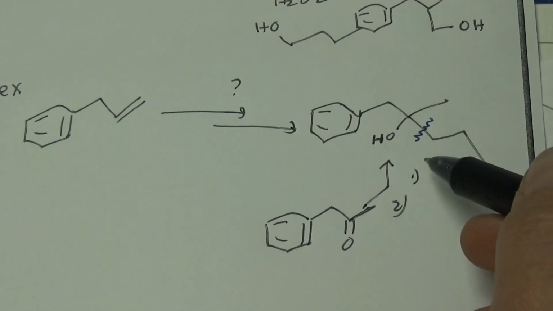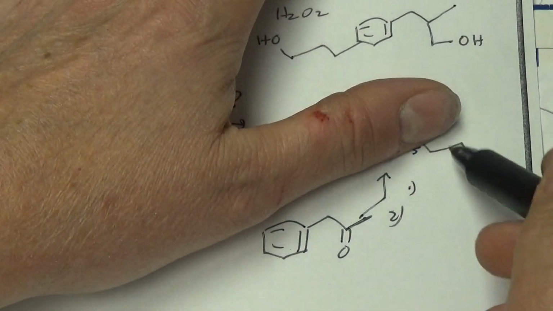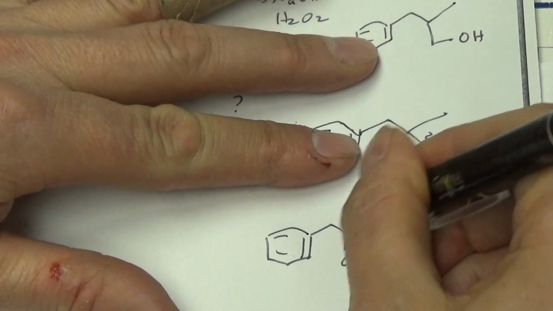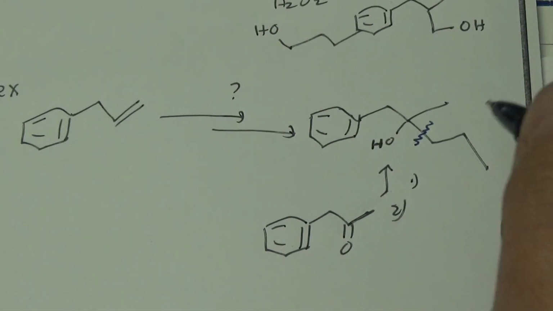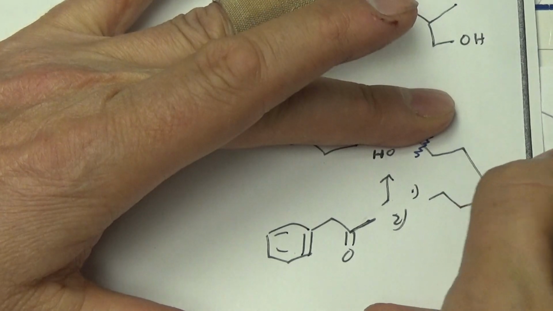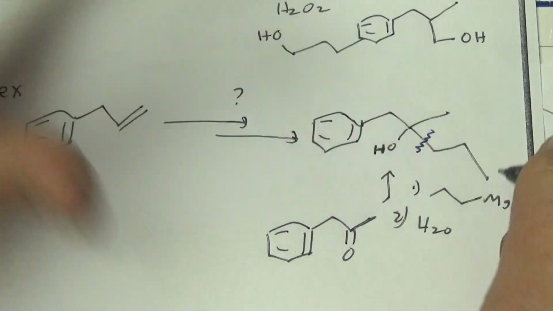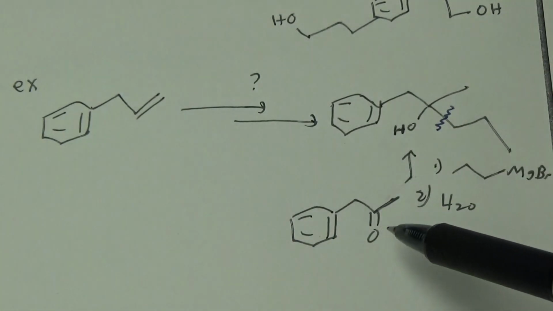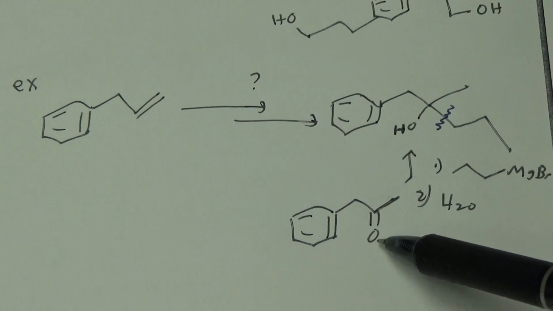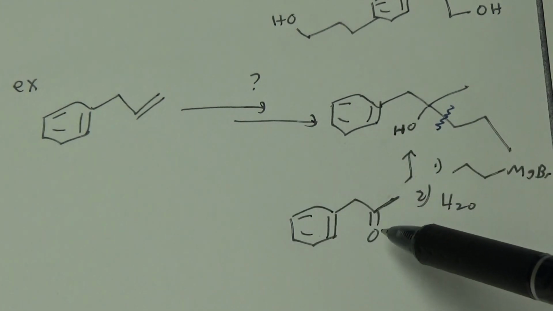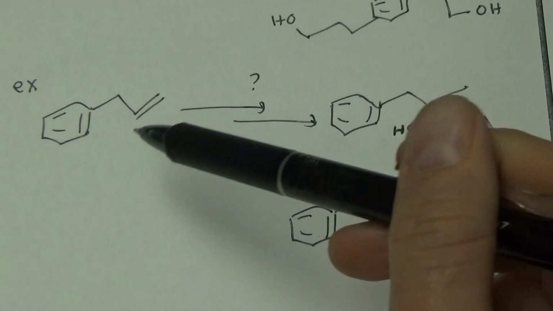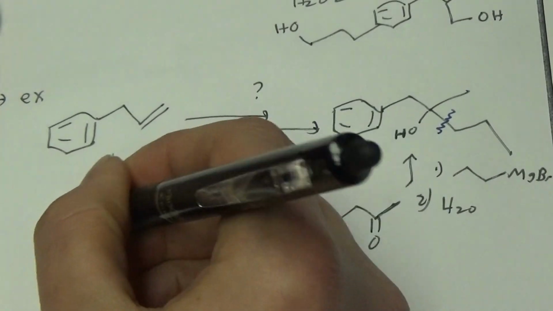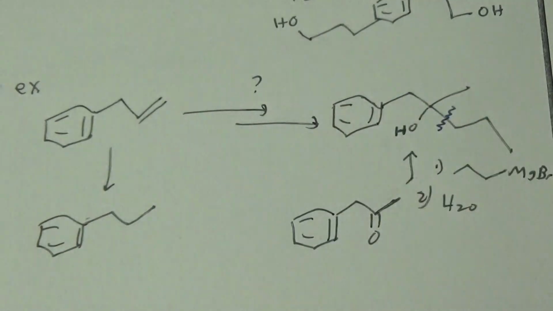3-carbon piece, right? It's that. So maybe propyl vinyl. Alright, now it's like we're going from an alkene to what looks like a Markovnikov ketone, but you don't know how to make a Markovnikov ketone. You know how to make a Markovnikov alcohol though, right? How do you make a Markovnikov alcohol from an alkene?